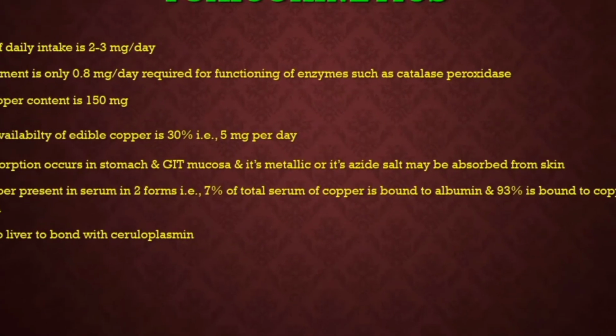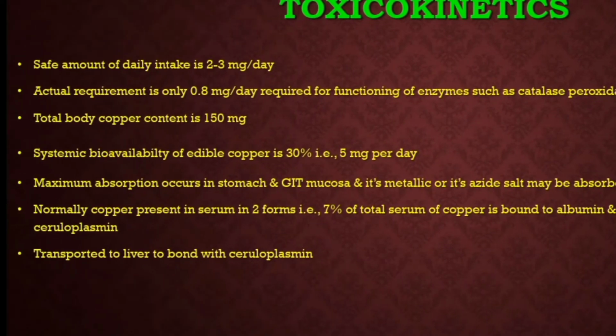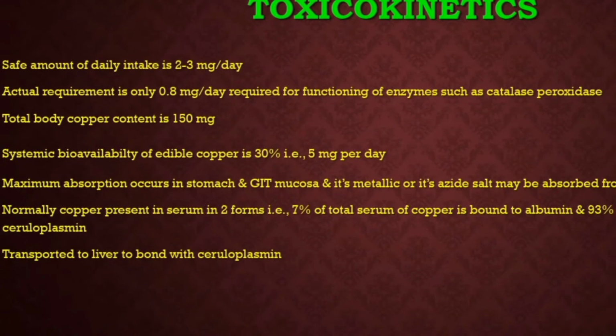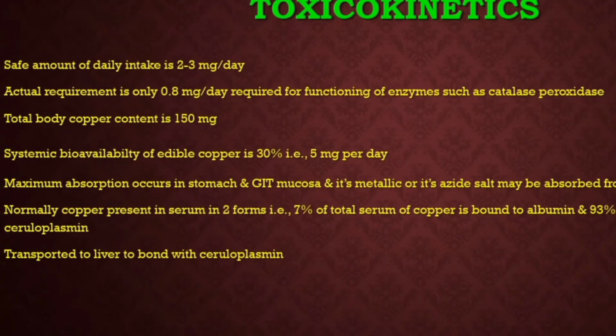And when coming to the actual requirement, it is only 0.8 mg per day. And it is required for the functioning of enzymes like catalase and peroxidase. And coming here, the total body copper content is 150 mg. So the systemic bioavailability of the edible copper will be 30%, means 5 mg per day.